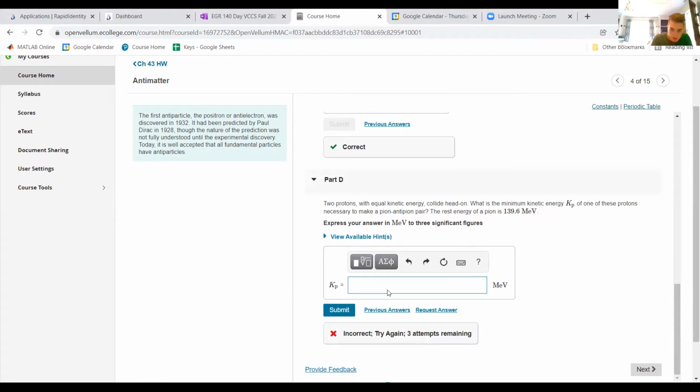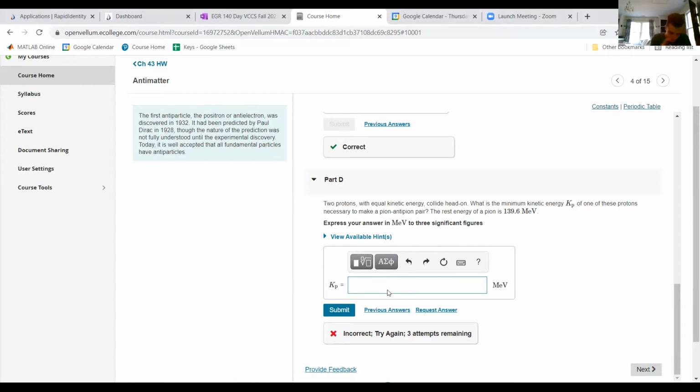Does that make sense? In other words, the total energy before has to include the rest energy of the proton, the kinetic energy of the proton, which they're asking for, plus the rest energy of the other proton, plus the same kinetic energy of the other proton, because they're going to be identical, colliding head on with equal kinetic energy. So it's 2 K_p basically, plus 2 times 938.27 MeV. That's the initial energy. And then the final energy is 2 times 139.6, well, that's the bare minimum because you have to have at least that much.